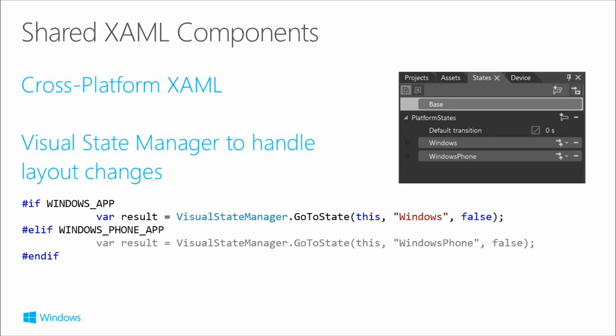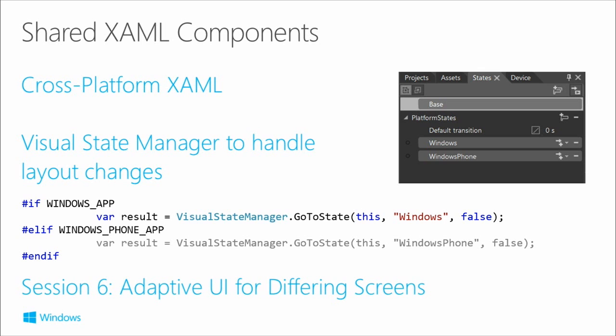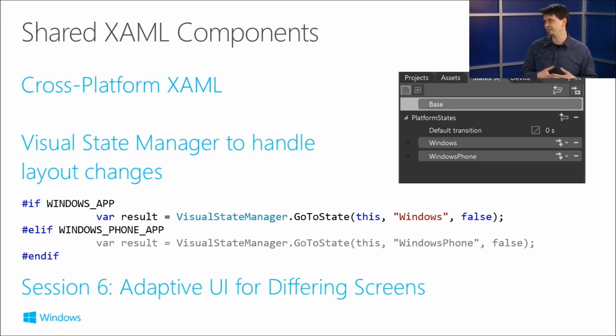You could switch between your states in the code behind of your XAML file and simply say, okay, if I'm in a Windows app, go to the Windows Visual State. If I'm in a Windows Phone app, go to the Windows Phone State. If you want more information about doing adaptive UI, something that's a little bit more comprehensive than a simple Windows Phone binary switch, check out session 6 on adaptive UI for differing screens.